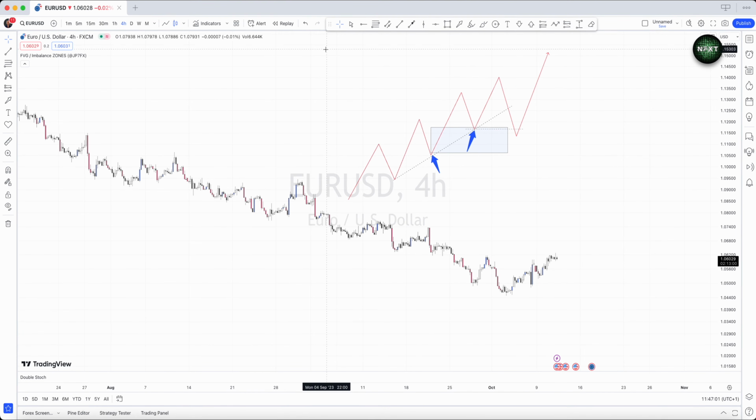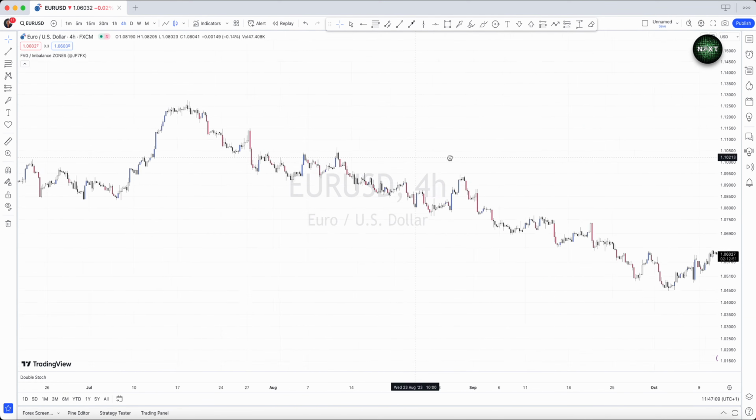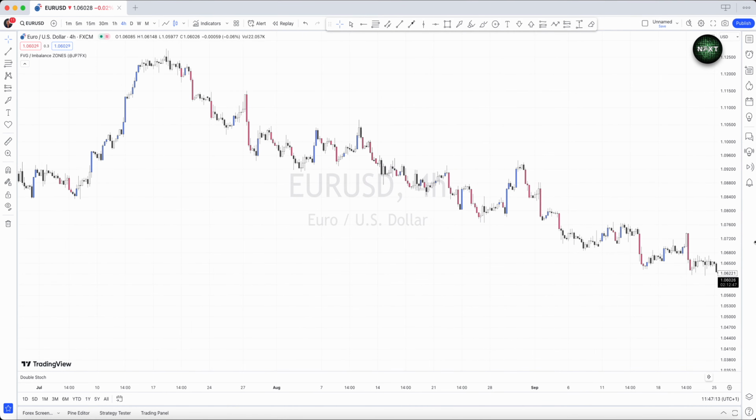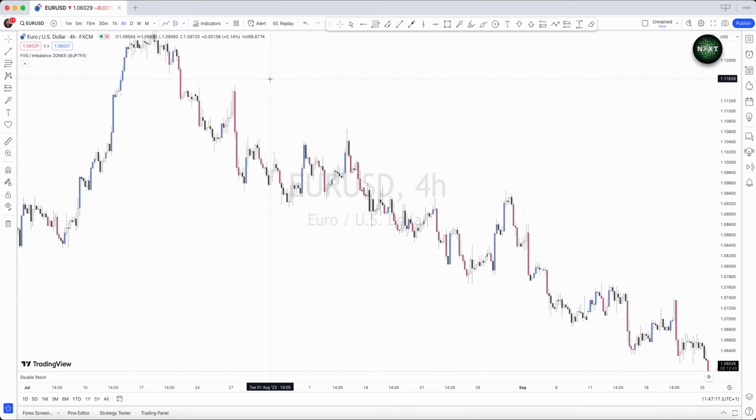Let's go through an actual example of this. Let's go through an example on the chart where we can see this. There's a few times you're going to see this happen on a chart here. First, let's look at this area here on the chart.